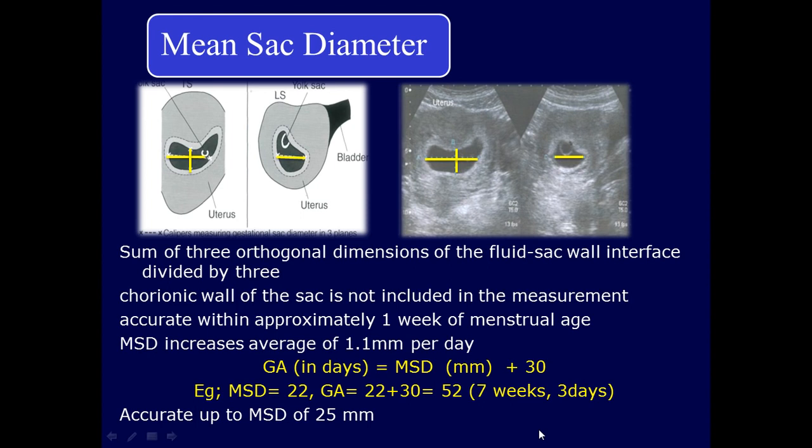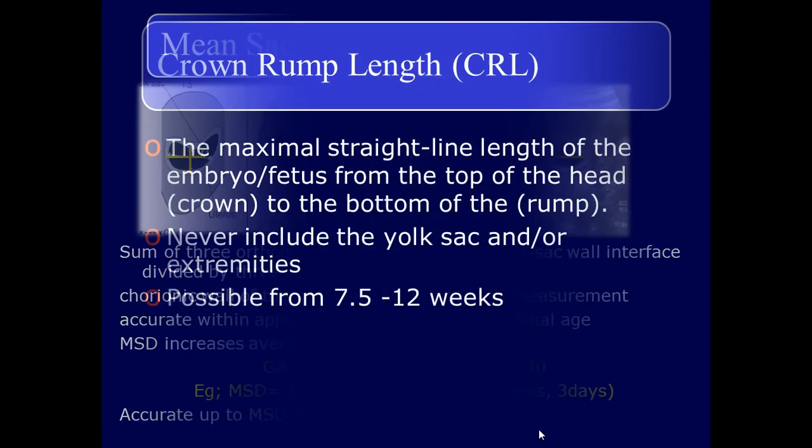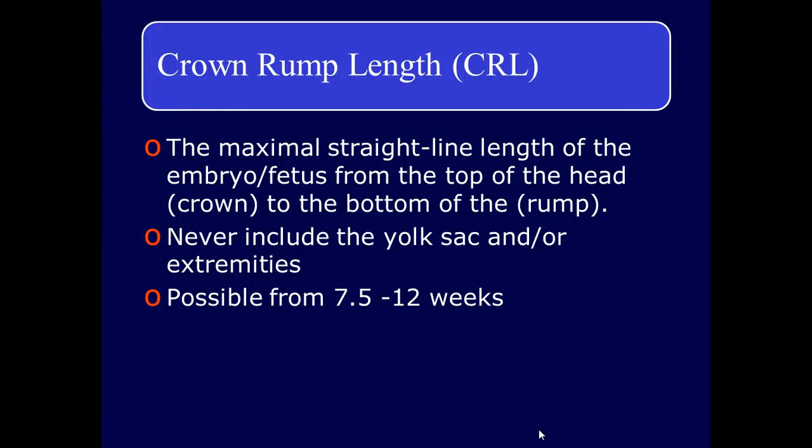This technique is accurate up to a mean sac diameter of 25 millimeters. The mean sac diameter becomes progressively less reliable for predicting gestational age as the first trimester of pregnancy advances. Once the embryo can be seen, the measurement of choice for estimation of gestational age becomes crown rump length. Crown rump length is the maximal straight line length of the embryo or fetus from the top of the head to the bottom of the rump.